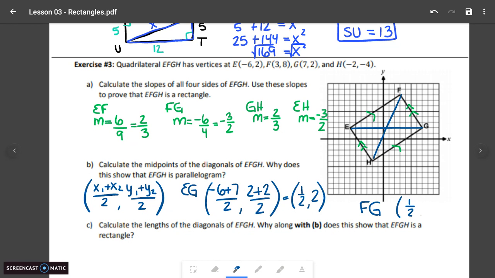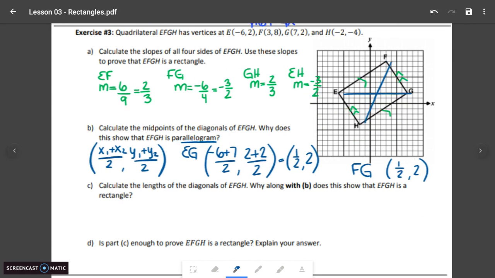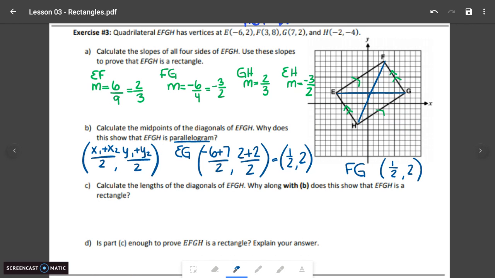Now remember what that tells us. It tells us that the diagonals bisect each other. It doesn't show congruency. It doesn't show parallel or perpendicular. It just shows that bisected part. So that's why it's only enough for a parallelogram, not enough to do the full rectangle. Because remember, the rectangle has all the parallelogram properties, but it's special, so we have to keep that in mind.